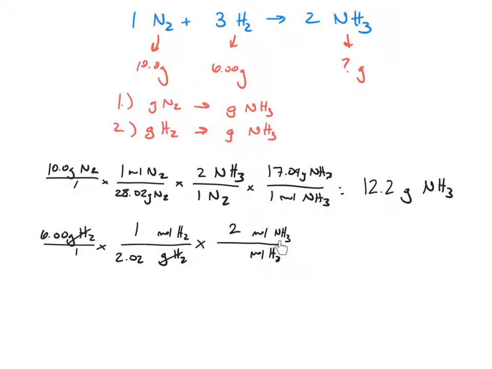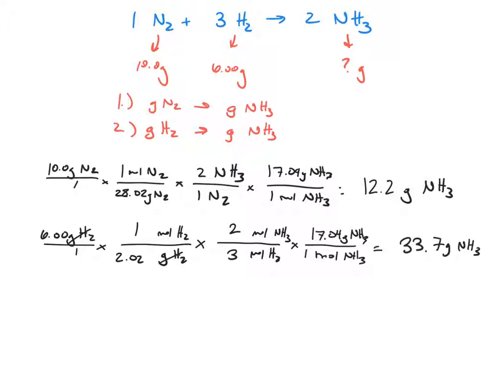I still have 2 moles of NH3, but on the bottom I have 3 moles of H2. The 3 moles comes from the balanced chemical reaction up above. So I finish this off the same way I finished off the other problem, by going from moles of NH3 to grams of NH3 using 17.04 grams per mole. And I punch that into my calculator and I find that the answer is 33.7 grams of NH3.